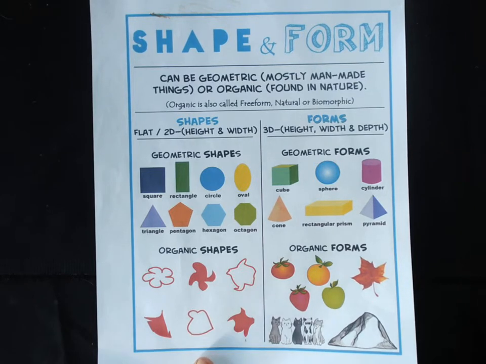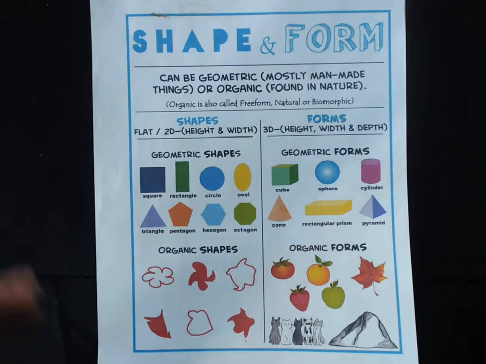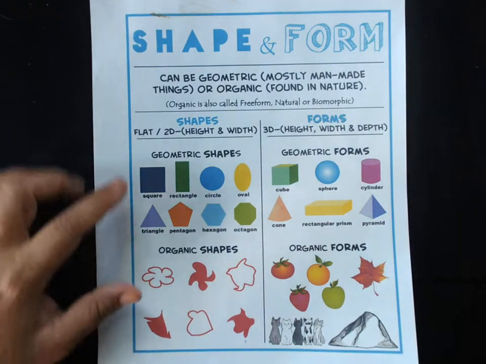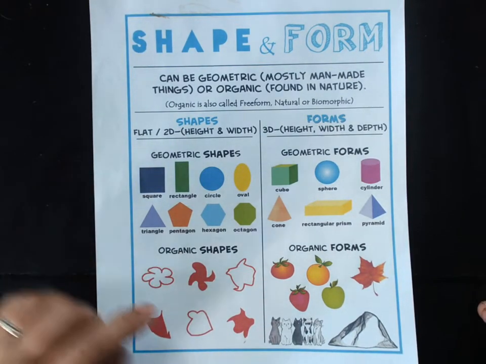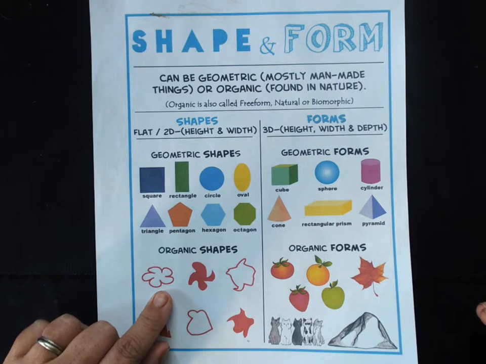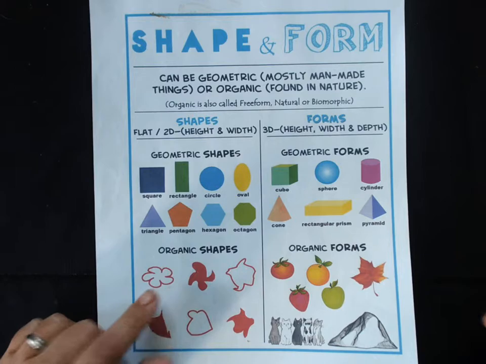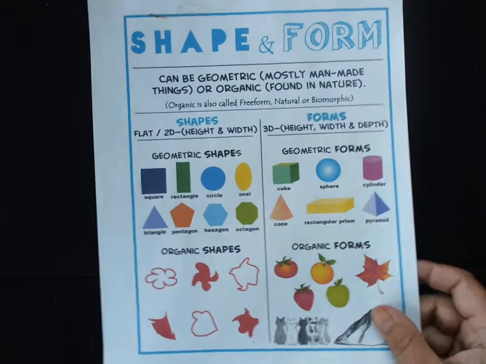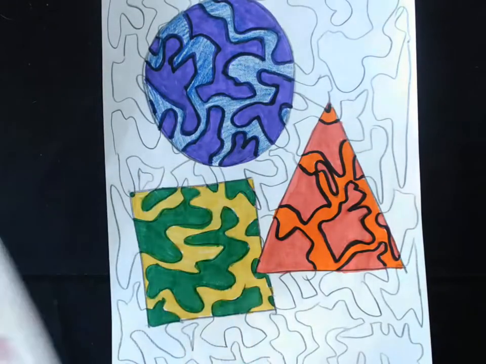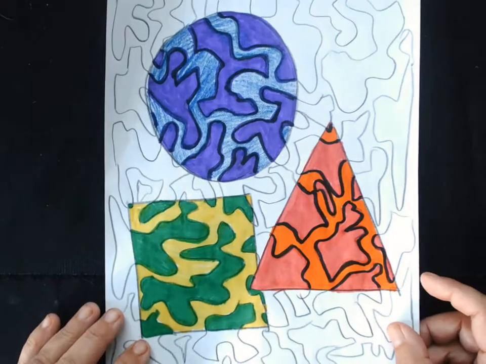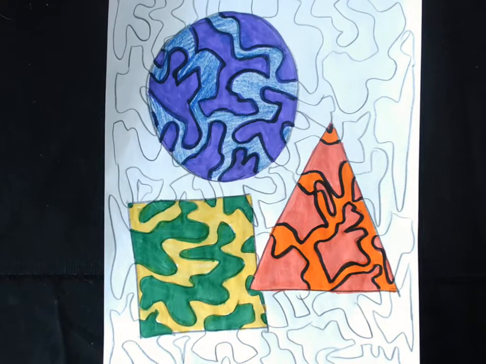So what we're going to do today is practice using both of these shape families. We're going to start by using our organic shapes to fill in our whole paper. So we're going to be practicing organic shapes and using the entire paper. We're going to end up with something that looks a little bit like this.